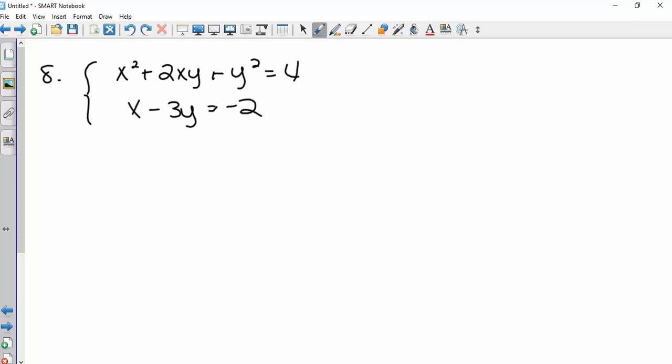Does elimination really work on this one? Not really, because when you look at it, we have an x squared, but this is an x. This has an x times y. This has a plain y. It has a y squared. So substitution isn't, or elimination isn't really going to be much help here. Let's try substitution instead. So if we go to the second equation, we can solve for x. So if you add that 3y over, x is 3y minus 2.